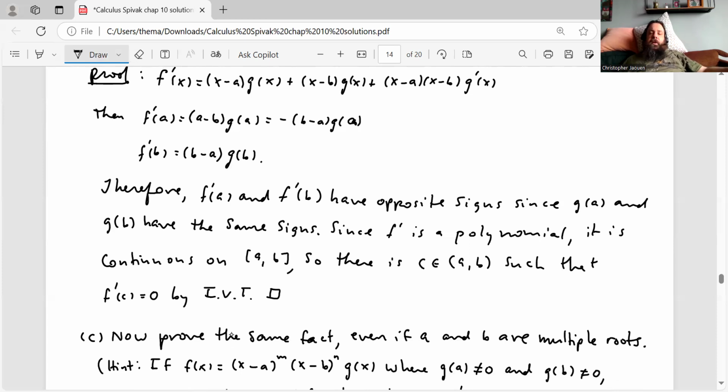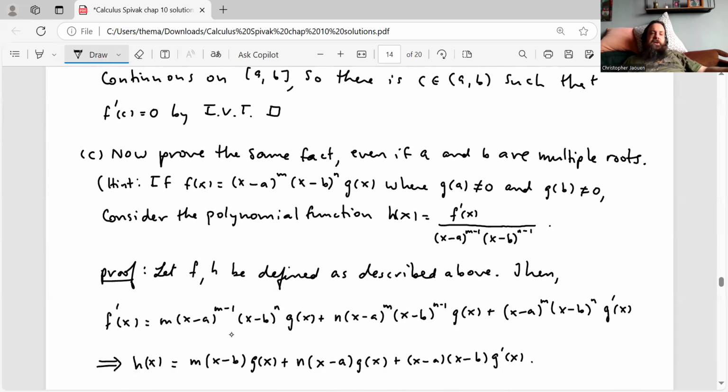Since f prime is a polynomial, it is continuous on the closed interval from a to b, so there's a c in the open interval from a to b such that f prime of c is 0 by the intermediate value theorem. Okay, part C, now prove the same fact, even if a and b are multiple roots.